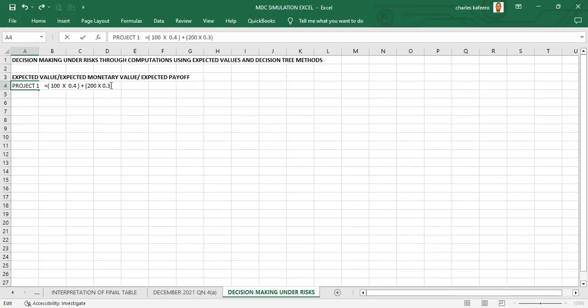Those are the number of chances that we have. For the last one, we have 1,000. We multiply that by the probability, which is 0.3. When we sum everything, we shall be getting 400. But now this 400 is going to be in shillings. That is the symbol that represents Ugandan shillings.